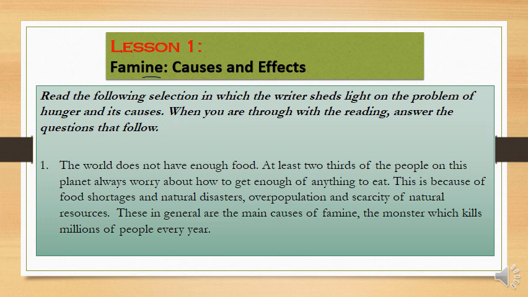The world does not have enough food. At least 2/3 of the people on this planet always worry about how to get enough of anything to eat. This is because of food shortages and natural disasters, overpopulation and scarcity of natural resources. These in general are the main causes of famine, the monster which kills millions of people every year. So here in this paragraph, the writer tells about the reasons of famine, the causes. Okay, he is mentioning some of the causes that are leading to famine.